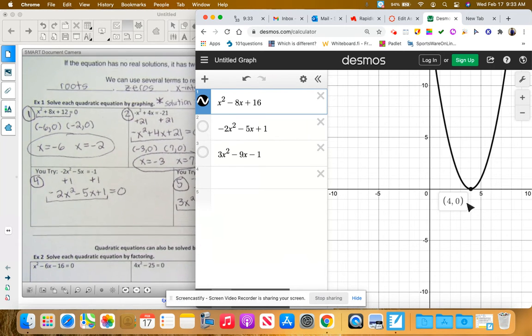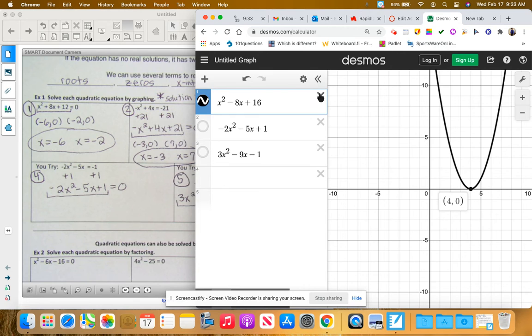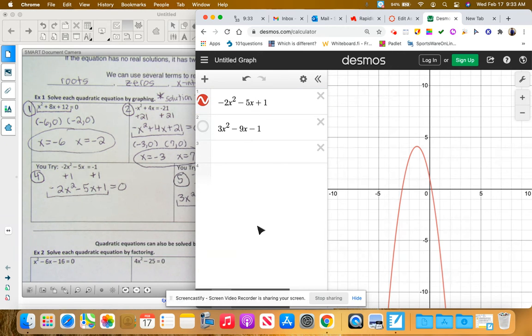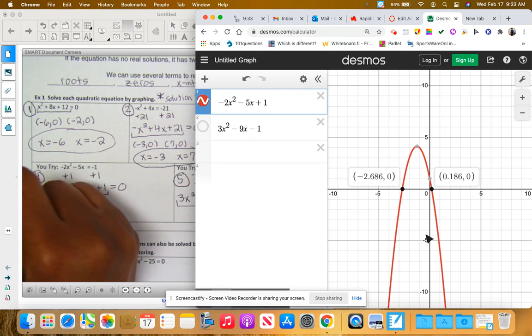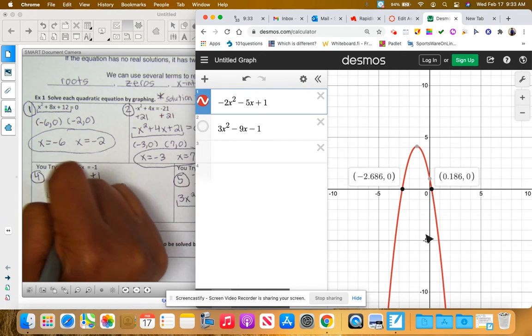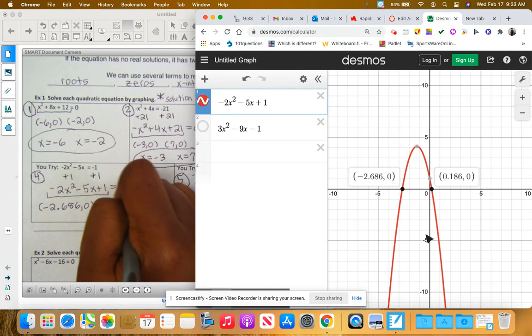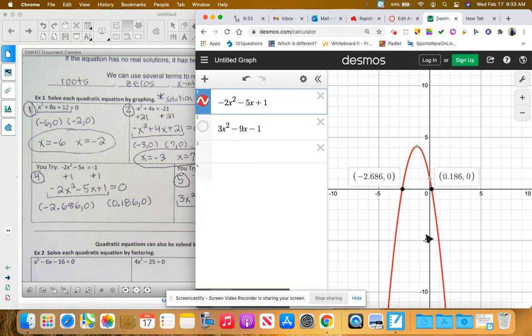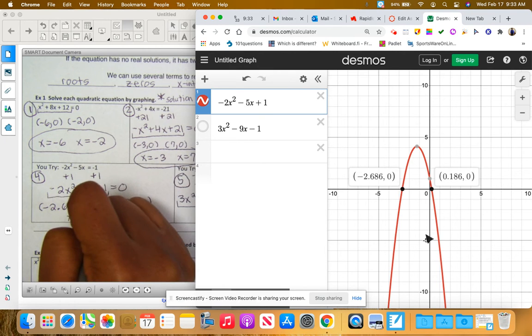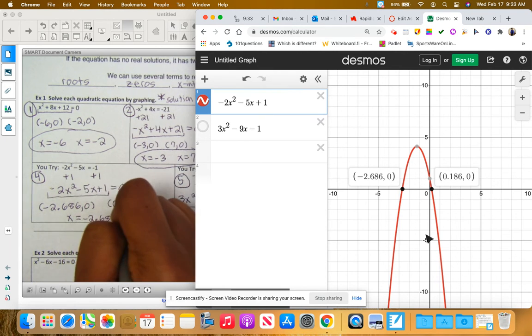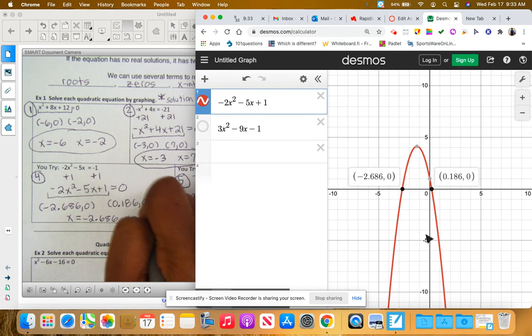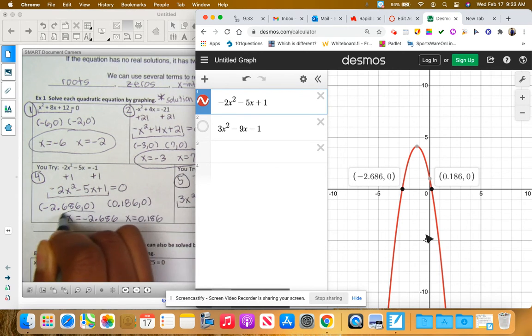All right, number 4. Number 4, you'll type in Desmos negative 2x squared minus 5x plus 1. You'll hover over, get your points. Ta-da, and ta-da. And it's okay to get decimals. So our first point is negative 2.686. And then my other point is 0.186. So our two solutions, x equals negative 2.686, and x equals this.